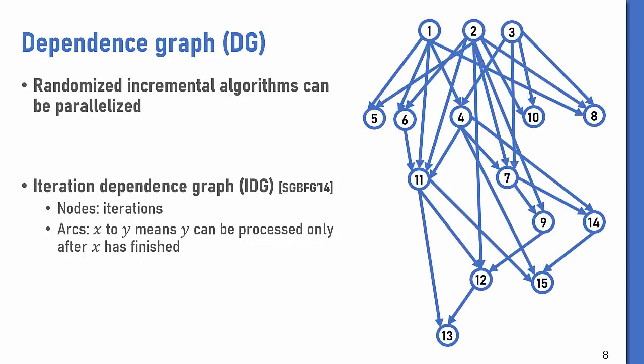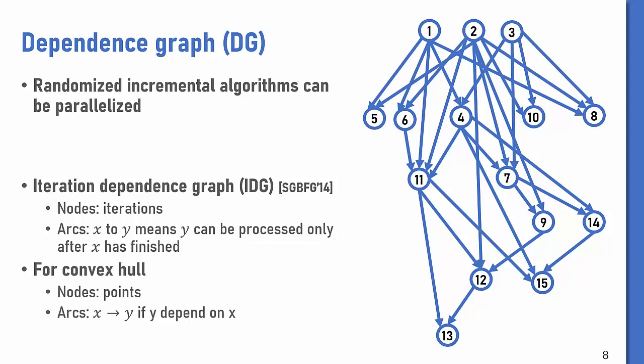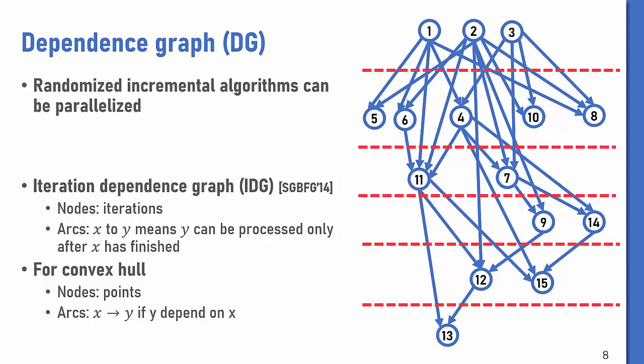If we draw the dependence graph of our previous running example, it would be something like this. For convex hull, each iteration is to insert a point, so nodes are points, and the arrows are dependencies. Like we've mentioned, 13 depends on 12, so there is an arrow from 12 to 13. With this graph, it's actually very straightforward to get a parallel algorithm. We just run all the nodes at the same depths in parallel. So the previous example can process 15 points in 6 rounds.